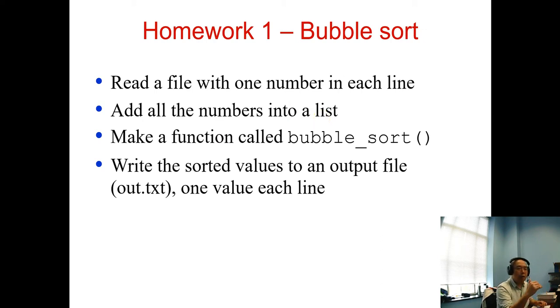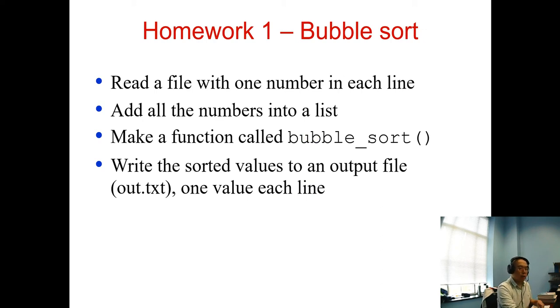After you have all the values sorted, you need to write the sorted values into an output file called out.txt, with one value on each line. So you read in the file, send the list into your function bubble sort, and then write the sorted values into an output file.